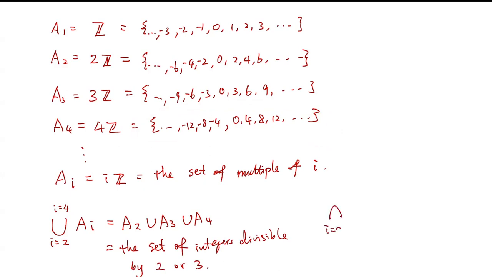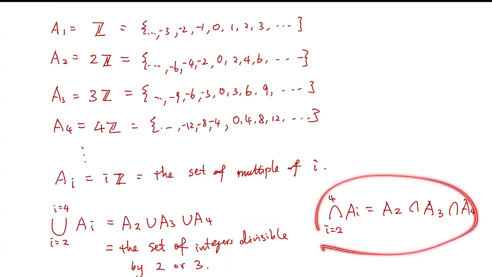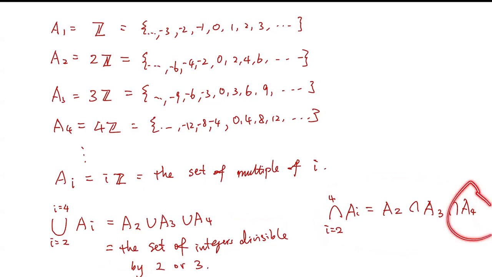Now if I look at the intersection from 2 to 4, that means A2 intersect with A3 intersect with A4. What are the numbers they have in common? If you use words to describe it, then that would be what? So if the union here is the set of integers divisible by 2, 3, or 4, then what does the intersection mean? The set of integers that are divisible by 2, 3, and 4. Your number needs to be divisible by 4 as well. Right. Now, if a number is divisible by 2, is it divisible by 4?